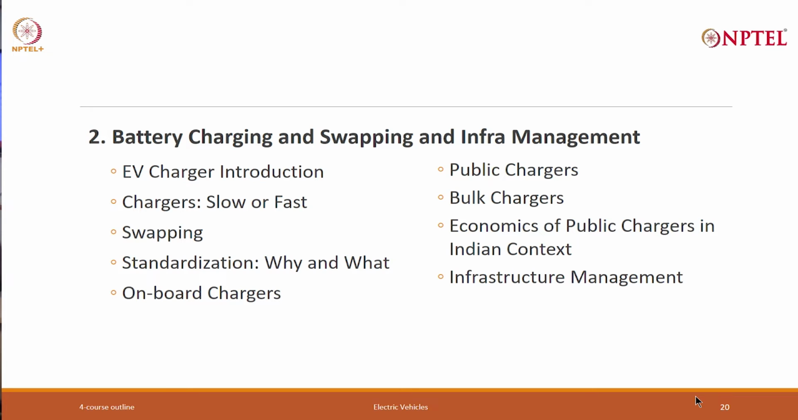We will get into the economics of public chargers in the Indian context. If you buy and put up a charger, can you make money out of it? We will talk about infrastructure management. These two chapters, I should have numbered as chapters 6 and 7 to be in sequence. These will be course 3. It will come after 8 weeks, so it will be the 9th to 12th week.